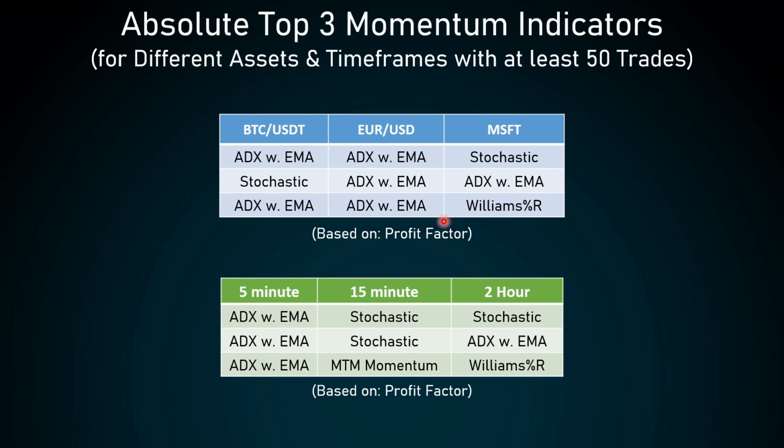If we only take into consideration the time frame, for the 5-minute chart, you can't find anything better than the ADX with an EMA. But for the 15-minute time frame, the first 2 places go to the Stochastic and the third place to the MTM momentum indicator. And on the 2-hour chart, the first place winner is the Stochastic, the second place goes to the ADX with an EMA, and the third place to the Williams percentage R. All these results were based on profit factor.